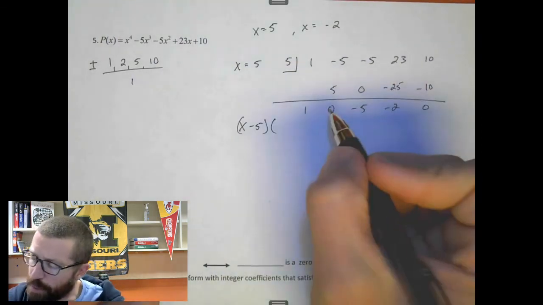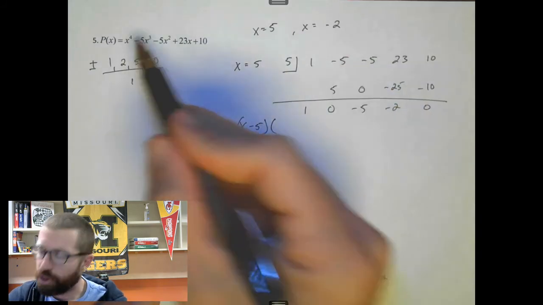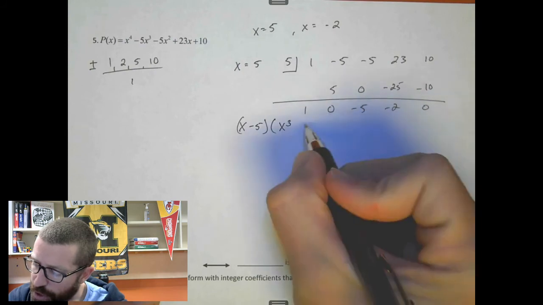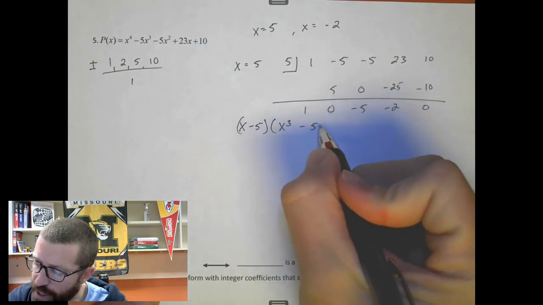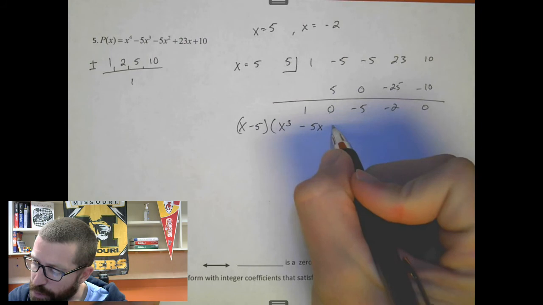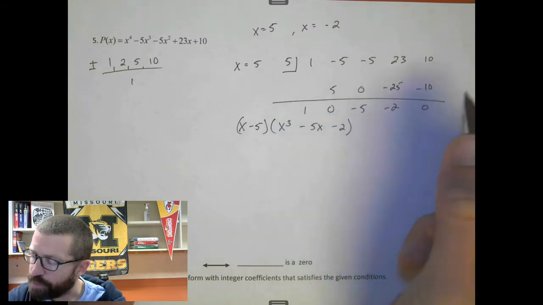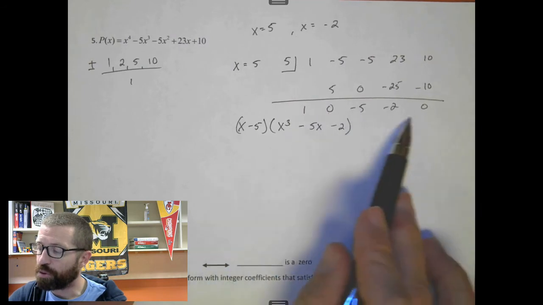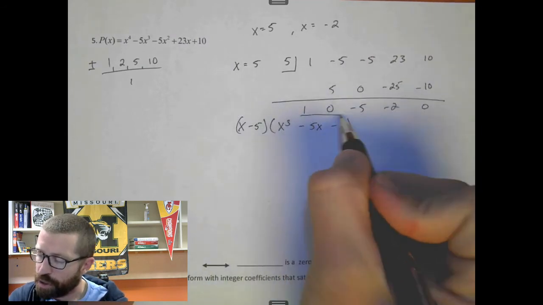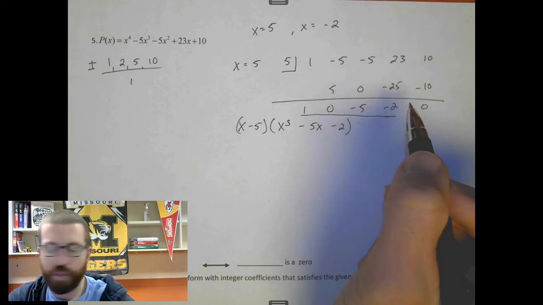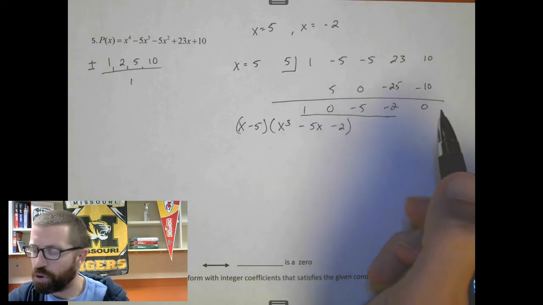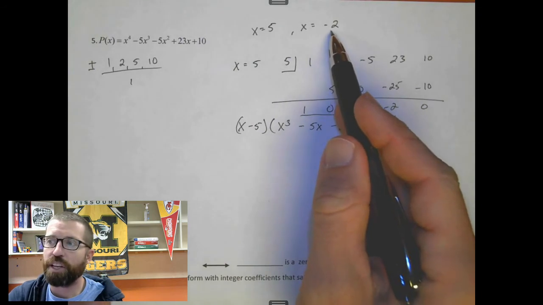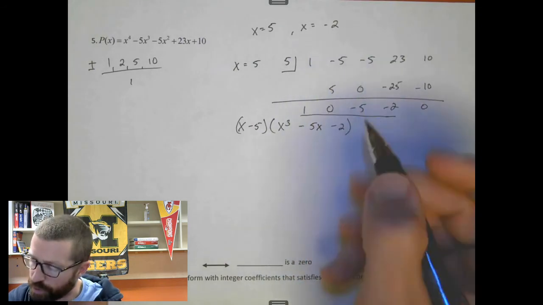Excuse me. And then this was x to the 4th. So this becomes x cubed, 0x squared, minus 5x, minus 2. Okay, now I'm going to use this, and you can even use these numbers here. I'm going to use this to bring down and do synthetic division with my -2.